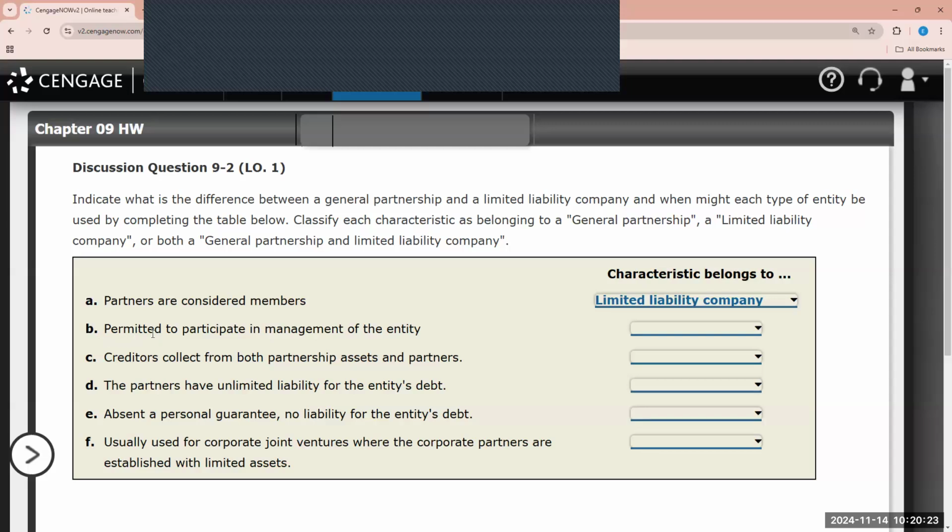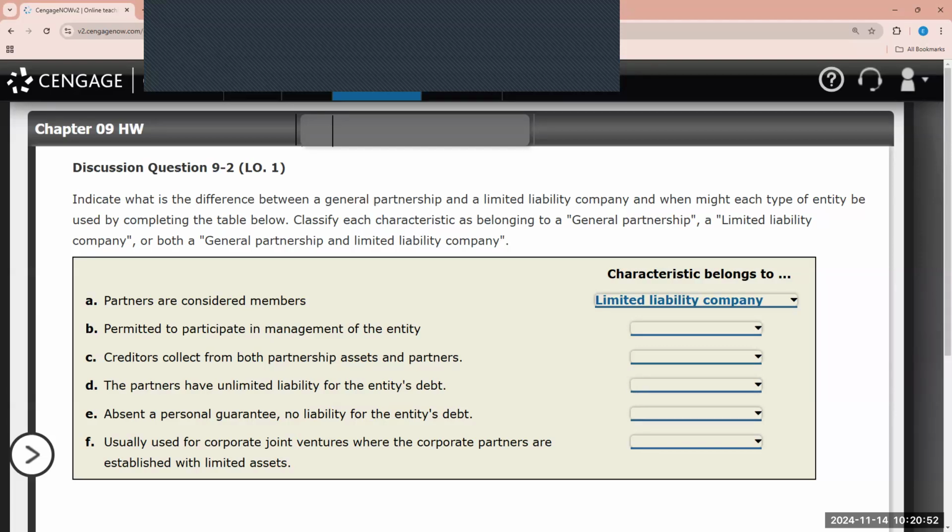B states permitted to participate in the management of the entity. So as it relates to the partnership, there's a classification of partners. They can either be a general partner or they can be limited partners. So it's very important to distinguish between the two. Reason being, general partners participate in managing the entity. And one of the downsides is that the general partner can be legally required to pay any partnership recourse debt.